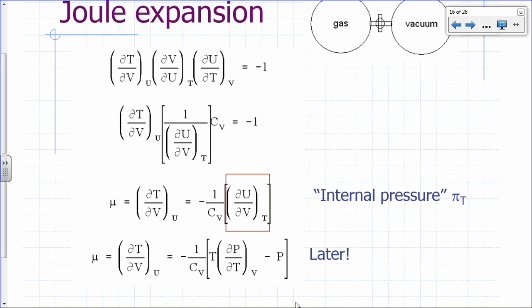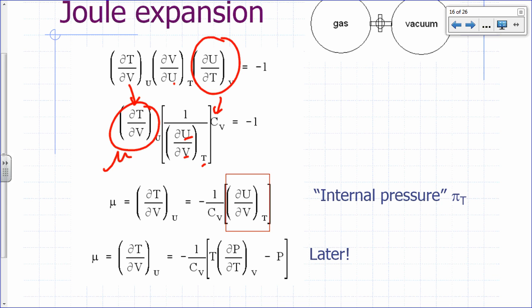So what is this one right here? Partial of T with respect to V at constant U. What did we say that was? That's your Joule coefficient, mu. Partial of V with respect to U at constant T, I'm going to flip that. So I have partial of U with respect to V at constant T instead. And I know what this derivative is. Partial of U with respect to T at constant V is Cv. So this whole expression is equal to negative 1.